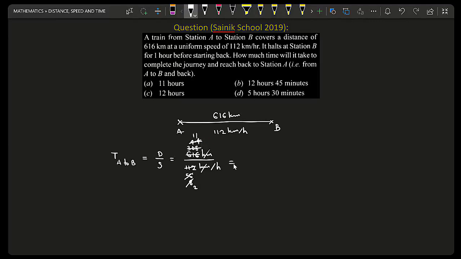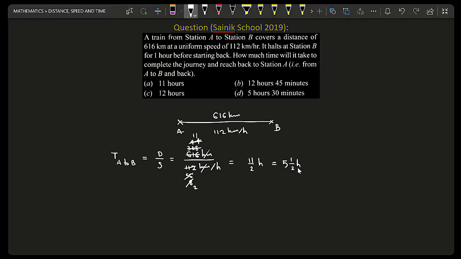Yes, sir. So what is the time taken from A to B? Sir, 11 by 2. 11 by 2, what units? Sir, hours. Hours. The denominator has per hour, so the numerator becomes reciprocal, that is hours. So the time taken for the train to reach from A to B is 11 by 2 hours. Can you try to write this in mixed form? Yes, sir. 5 and 1 by 2 hours.